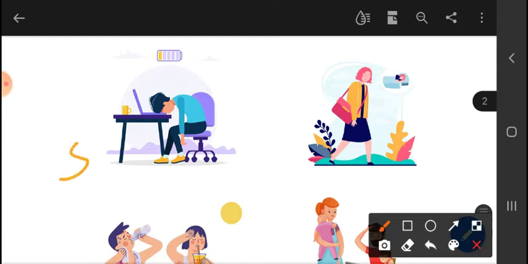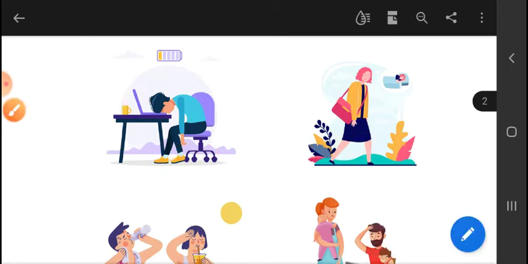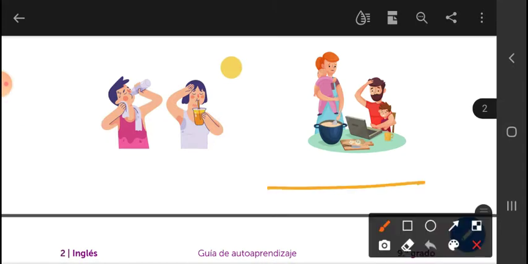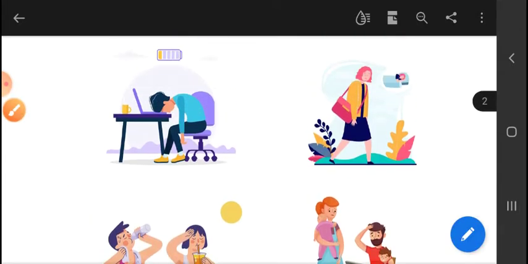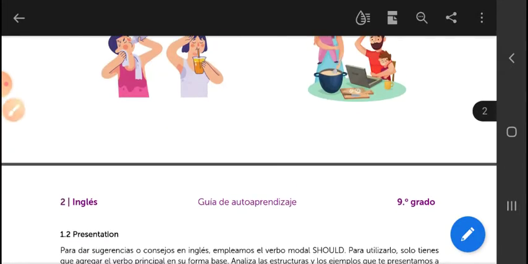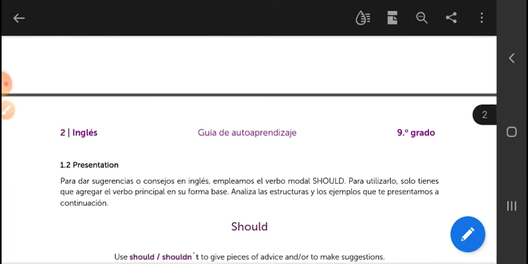Maybe they are exhausted because they have been studying, yes. Maybe they're exhausted because of work, yes. Or maybe because they have family problems. Or maybe because they've been practicing sports, yes. Those are the reasons why maybe these people are exhausted, okay. Remember to write those answers in English, please.